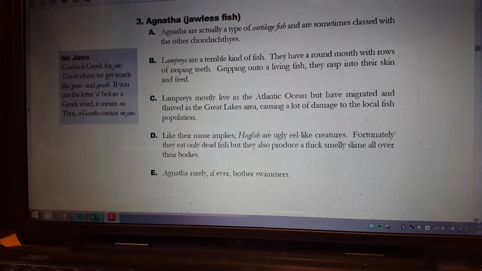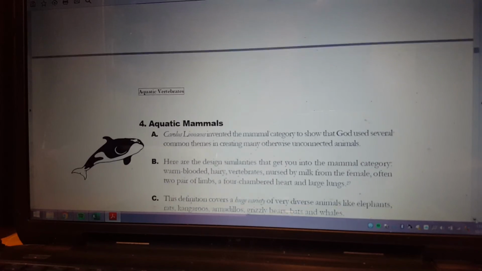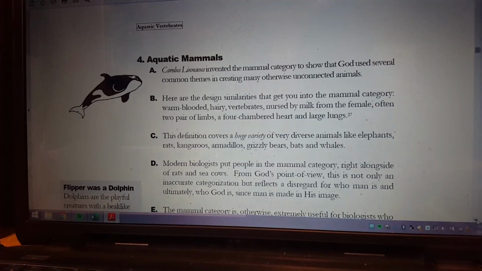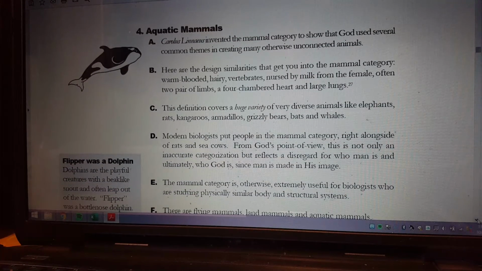Okay, moving on to page 26. We are continuing discussing our aquatic vertebrates, and we are on number 4, aquatic mammals. A. Carolus Linnaeus invented the mammal category to show that God used several common themes in creating many otherwise unconnected animals. B. Here are the design similarities that get you into the mammal category.